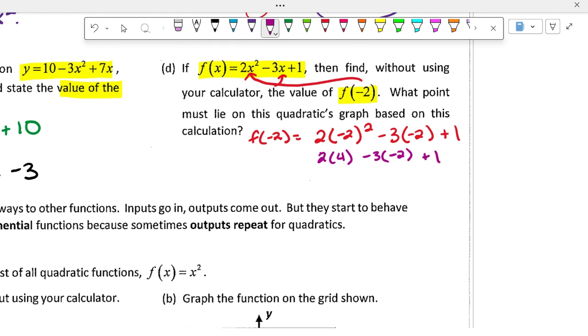All right, so we did exponents. What comes next in PEMDAS? Multiplication. So I got to do my 2 sets of multiplication. What's 2 times 4? 8. What's -3 times -2? +6. And then I bring down the plus 1. And then I just add those 3 numbers together. What's 8 plus 6? 14 plus 1? 15. So f of -2 is equal to 15. Now, remember, -2 was our input, so that makes 15 our output.